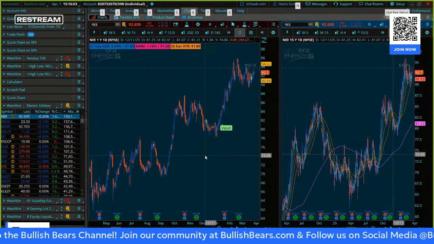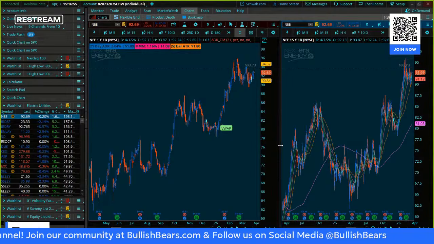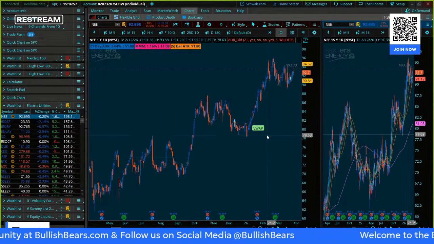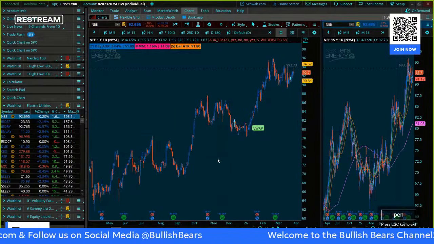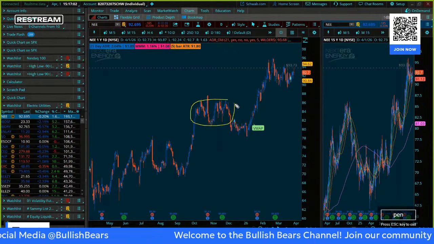It's not the first time today someone had me looking at NEE energy. I mean, it's holding up well, but if you look back, we had this consolidation and then it dumped out.